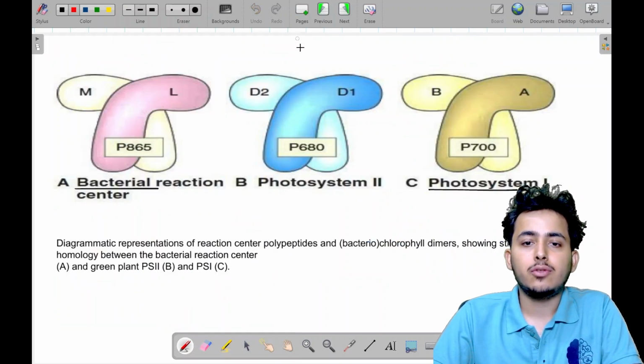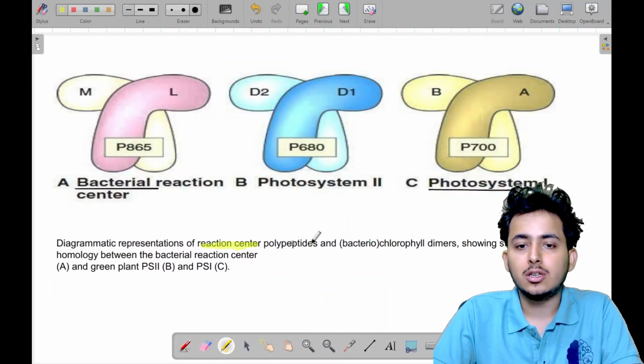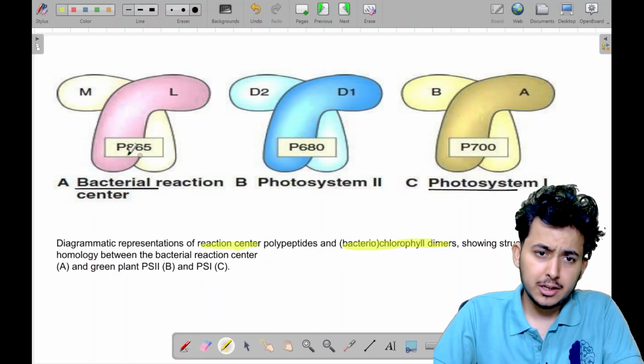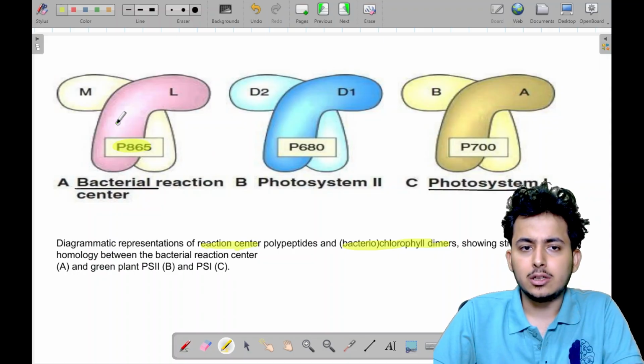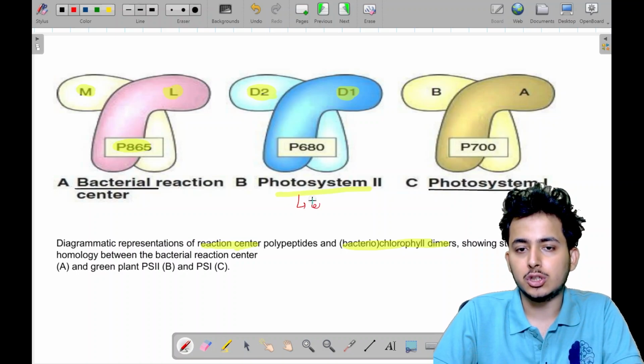Then here you can see the different structures. Basically, this is the diagrammatic representation of the reaction center and the bacteriochlorophyll dimers. There is a homology between the reaction centers: in bacteria you have P865, in the purple sulfur bacteria you have these two units M and L. Then in photosystem 2 you have the units D2 and D1, that I will deal with in detail in lecture 3. We will cover the detailed structure of photosystem 2 in lecture 3.